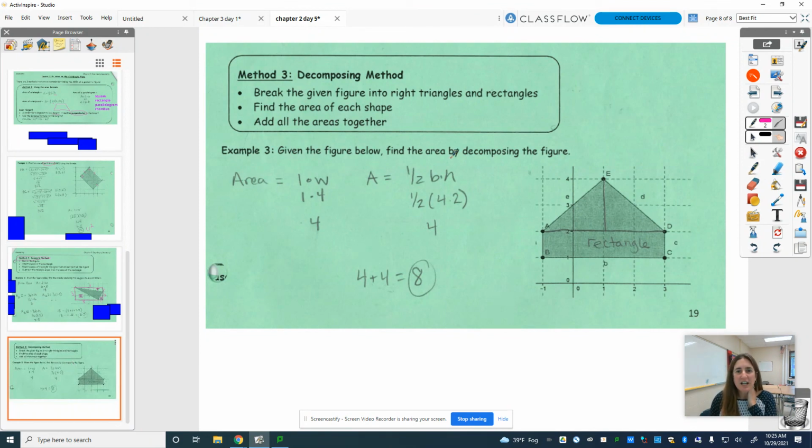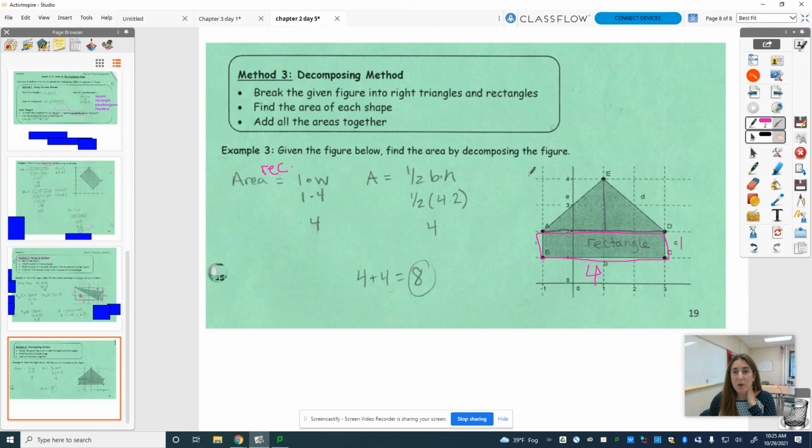One last method, decomposing. Break the figure into areas that you know how to find the area of. So I looked at this shape and I thought, hey, I'm going to make this guy a rectangle down here, and then there's a triangle on the top. If I find the area of the rectangle, oops, I should have written rectangle, that's 1 by 4. 1 times 4 is 4.